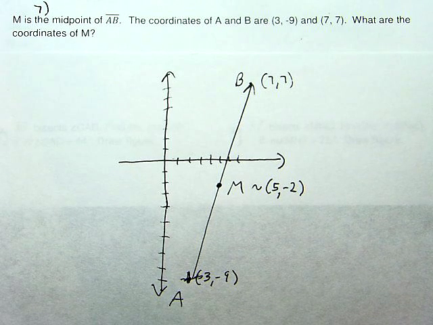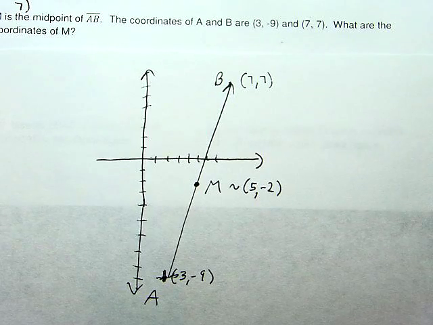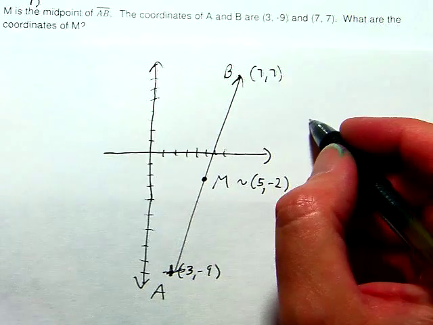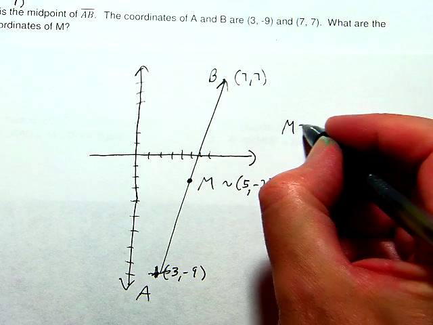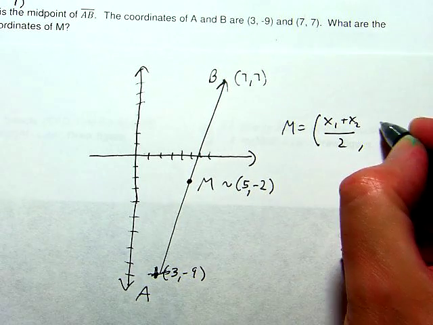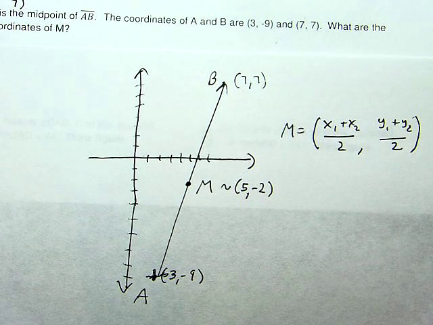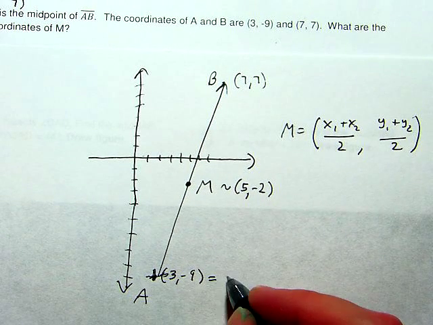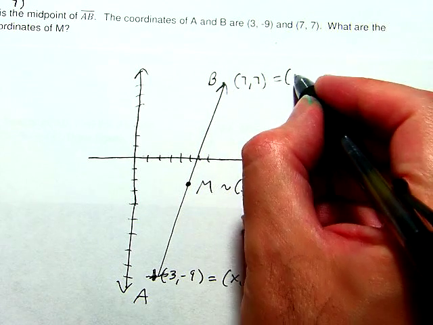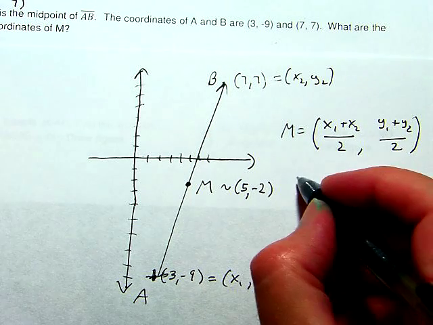I promise you I have not worked out this problem yet. Now I'm actually going to work it out, according to the formula that we learned, which is that the midpoint M is equal to x1 plus x2 divided by 2, comma, y1 plus y2 divided by 2. I'll arbitrarily call this x1 and y1, and this one x2 and y2. So let's plug our numbers in.